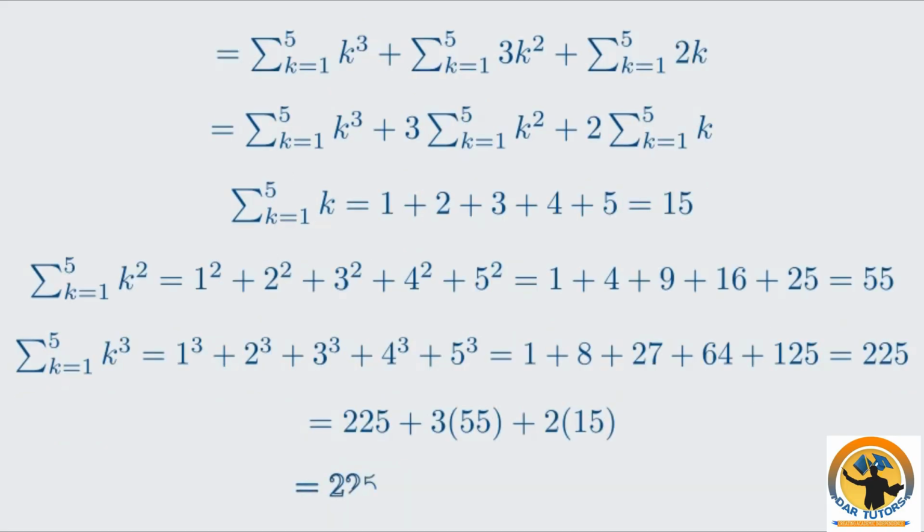This simplifies to 225 plus 165 plus 30, which gives us a final answer of 420. So by expanding the general term and applying the properties of sigma notation, we were able to evaluate this complex series. This process is a powerful tool for solving many problems in series.